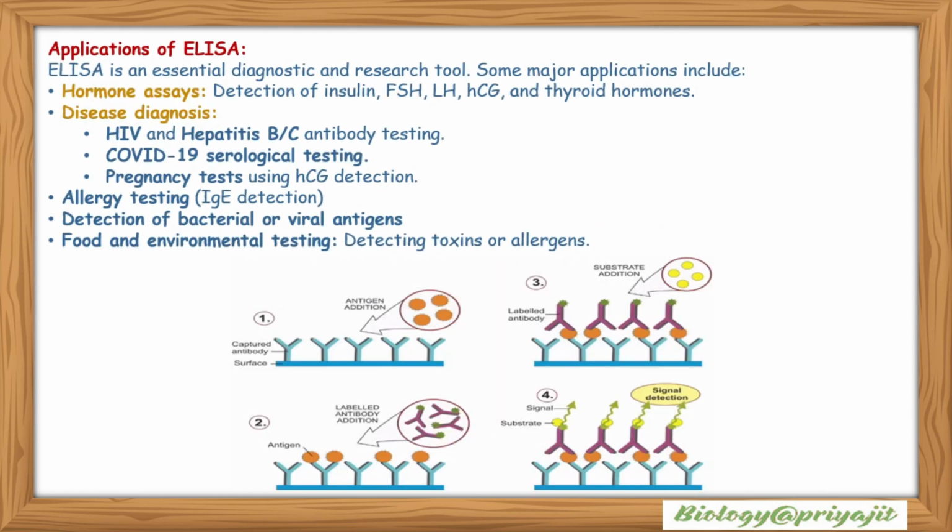Applications of ELISA. ELISA is an essential diagnostic and research tool. Some major applications include hormone assays like detection of insulin, follicle stimulating hormone, luteinizing hormone, human chorionic gonadotropin and thyroid hormones. Disease diagnosis: HIV and hepatitis B or C antibody testing, COVID-19 serological testing, pregnancy test using HCG detection, allergy testing, detection of bacterial or viral antigens, and then food and environmental testing, etc.